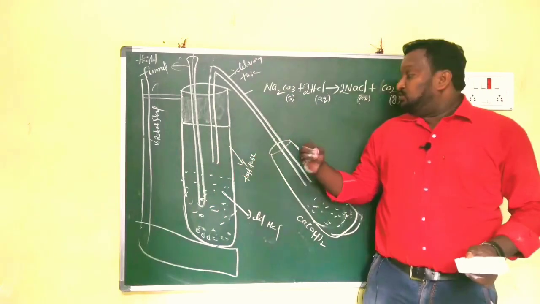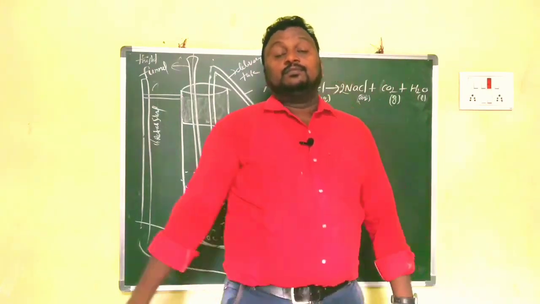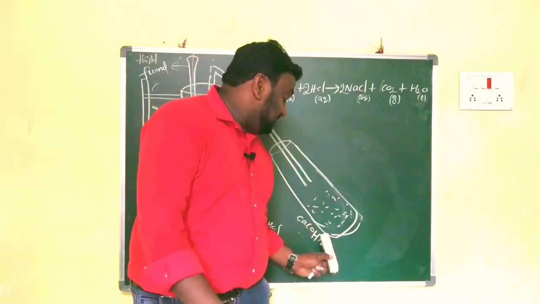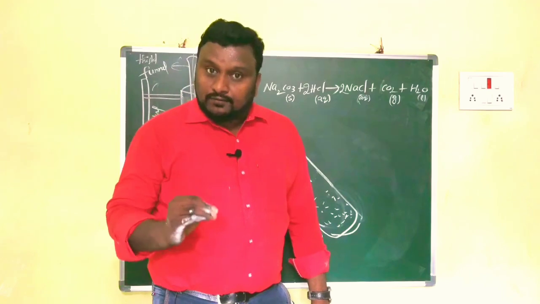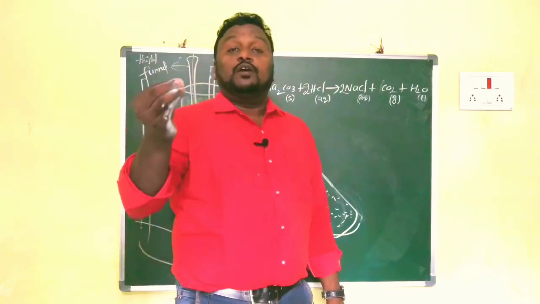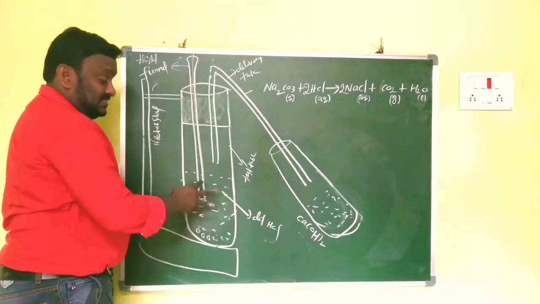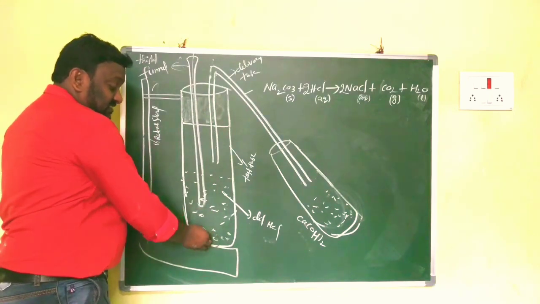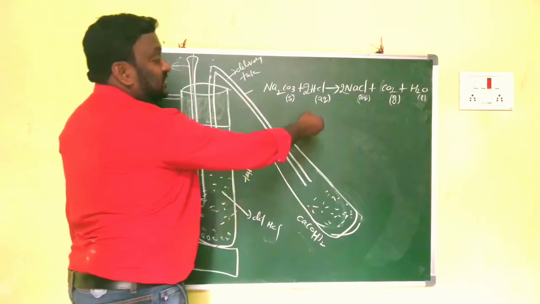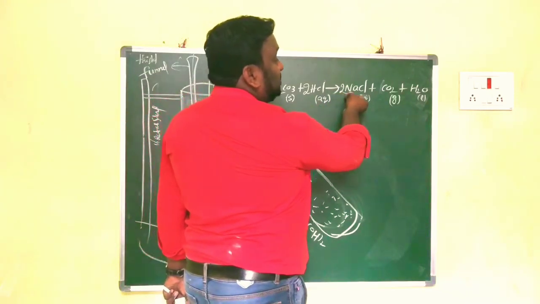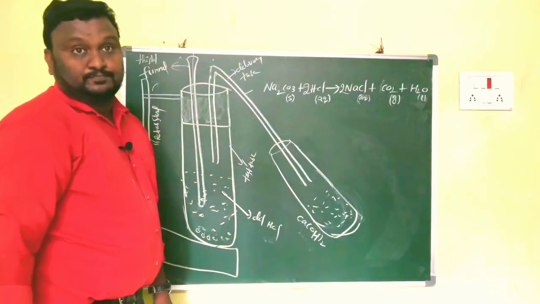And the delivery tube must be made to set into another test tube that should be having some calcium hydroxide. Clear, children? And after that we have to pour some HCl through the funnel. Then the sodium carbonate reacts with the HCl like that. Then what are we getting? NaCl aqueous solution and carbon dioxide, and now H2O is there.